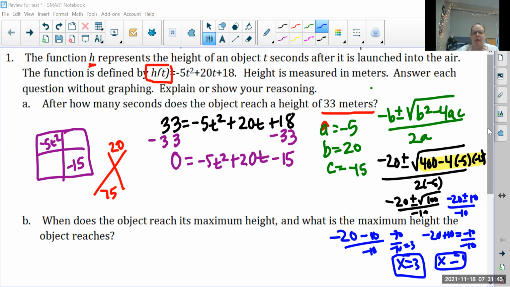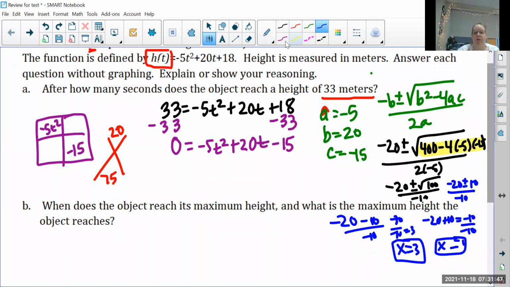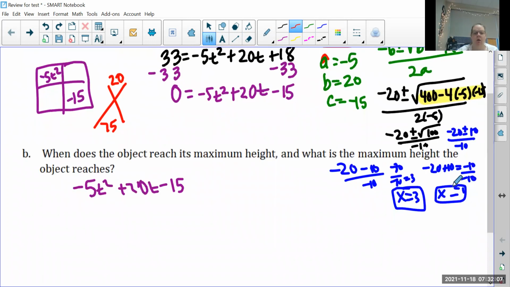So when we're talking about maximum, that means that we want to find the vertex, and so we need to put this function into vertex form. And the board's a little slow. There we go. So when I do that, the first thing I need to do is divide out the a value, so that way I can have the a value just be 1. That makes life a lot easier. So I'm going to divide everything by negative 5.